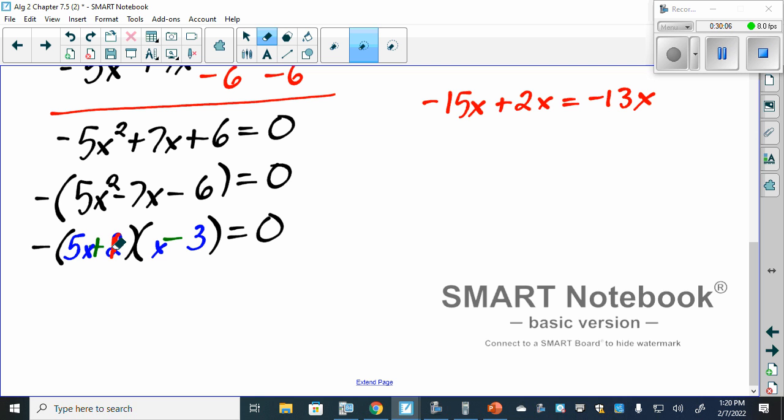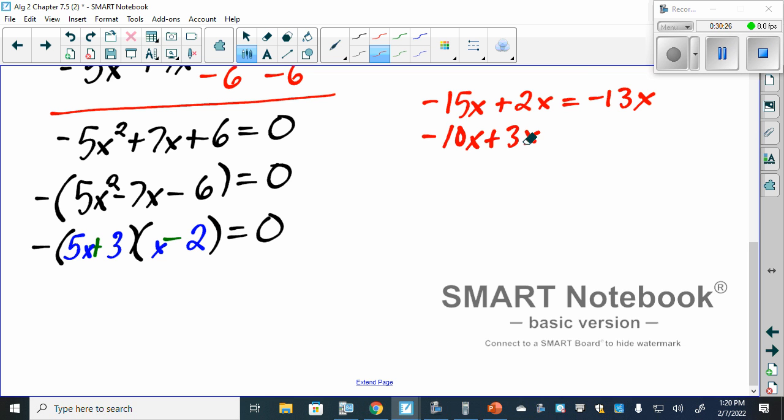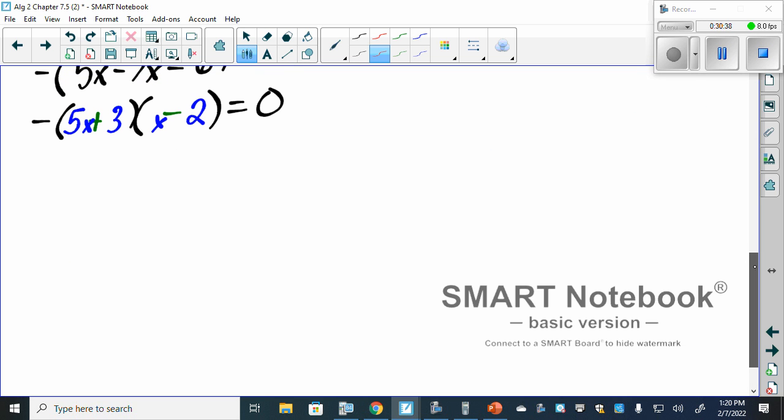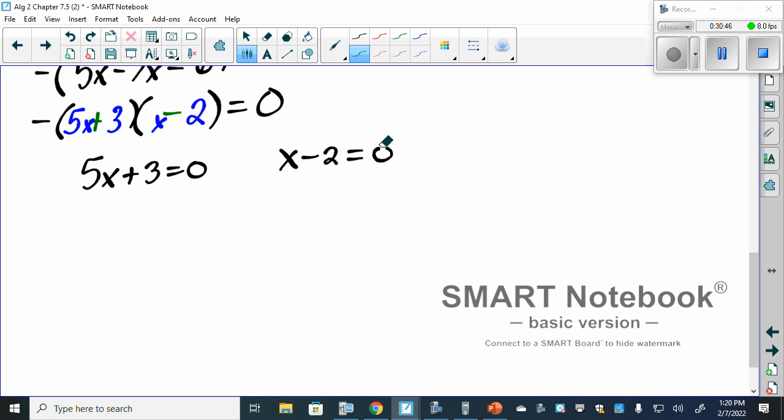So, hold on. Let's try flipping the 2 and 3. So put the 3 first and the 2 second. Now if we check this here, 5x times negative 2 would be negative 10x. 3 times x is going to be plus 3x, which would give us a negative 7x. Okay, that's what we wanted. And now we just need to set both of these equal to 0 and solve. So we'd have 5x plus 3 is equal to 0, and x minus 2 is equal to 0.